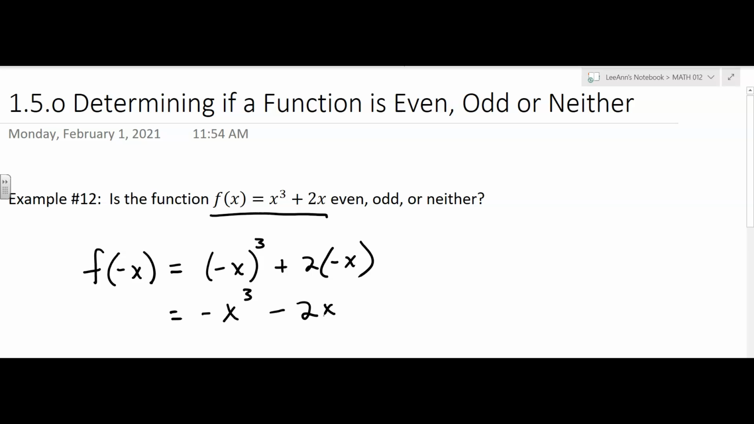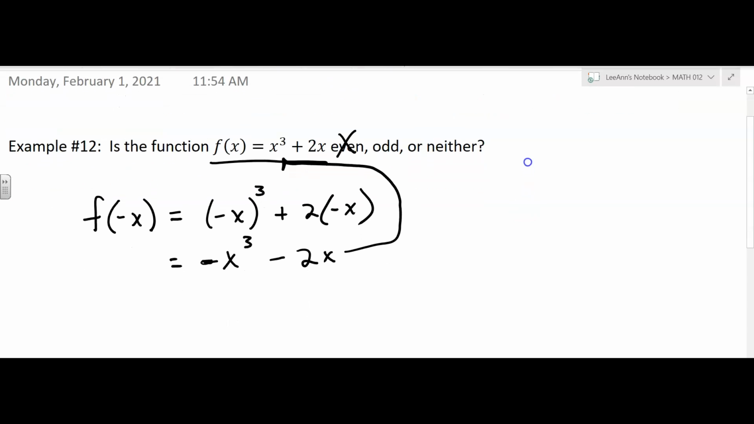Now, it's definitely not even, because in order for it to be even, this would have to be the same as what we started with. And we've got the opposite of x cubed minus 2x. That's not the same thing as x cubed plus 2x. So it's definitely not even. Is it odd? It might be odd. We might have to do a little bit more work to show that.